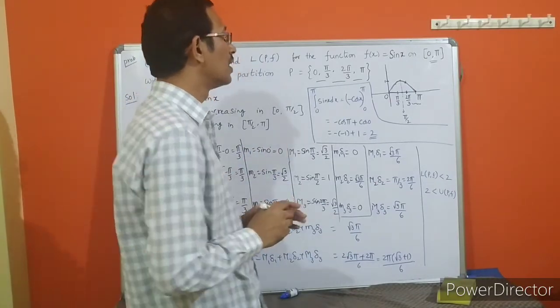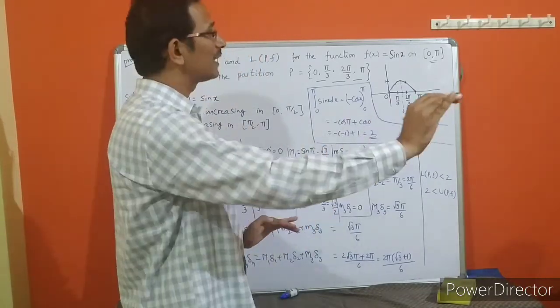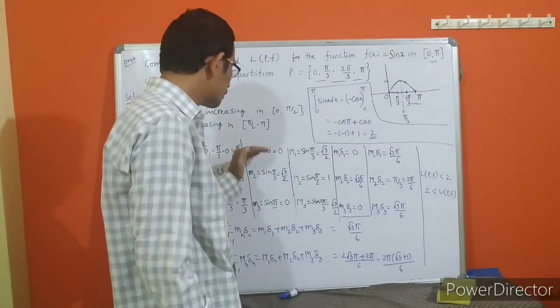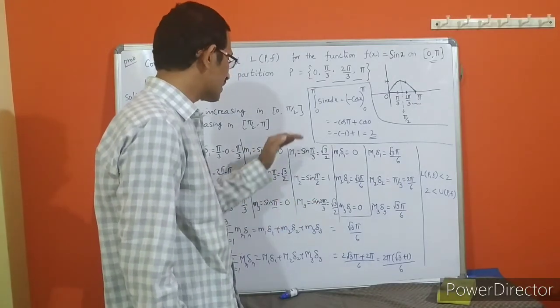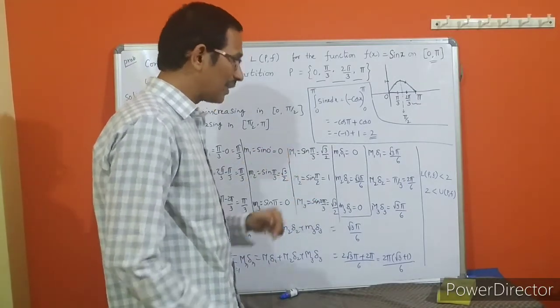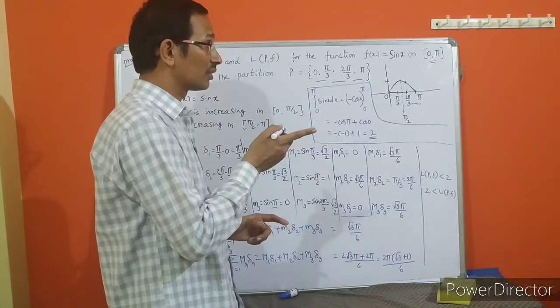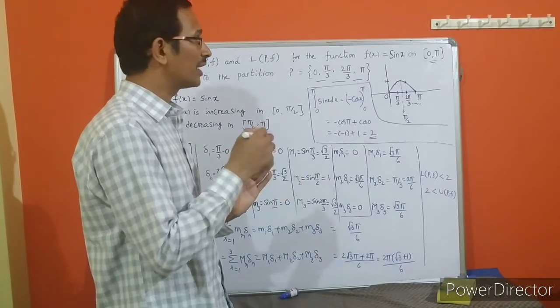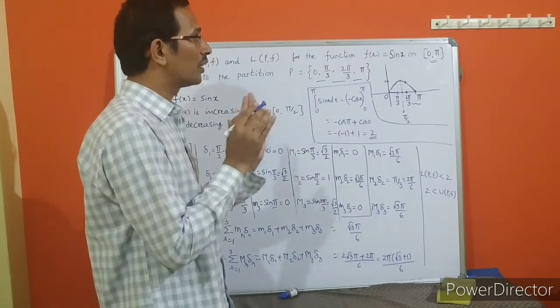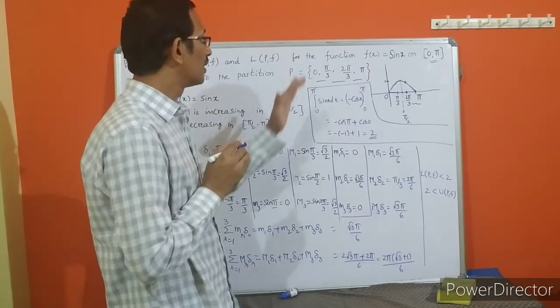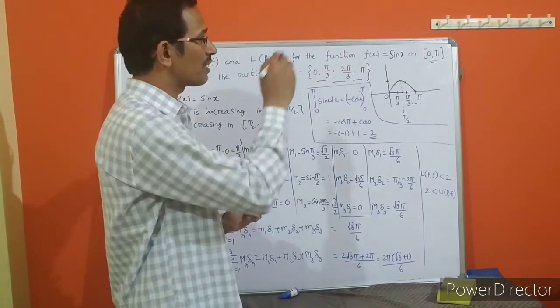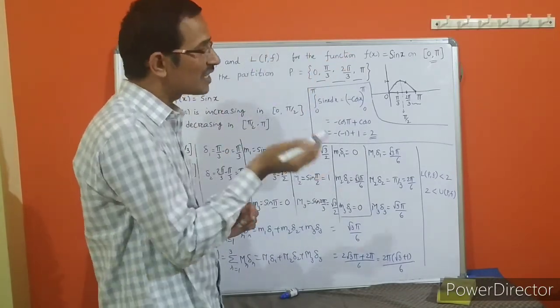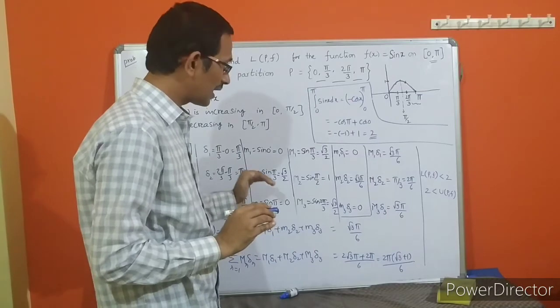If it is an increasing function, it is easy to calculate the small m's and capital M's, infimums and supremums. If it is a decreasing function completely in the interval, then also it is easy to compute small m's and capital M's. But when the nature of the function is both increasing and decreasing, or it varies, then you have to take care like this. Here f of x is equal to sin x, up to some extent it is increasing and after that it is decreasing, then you take care like this.